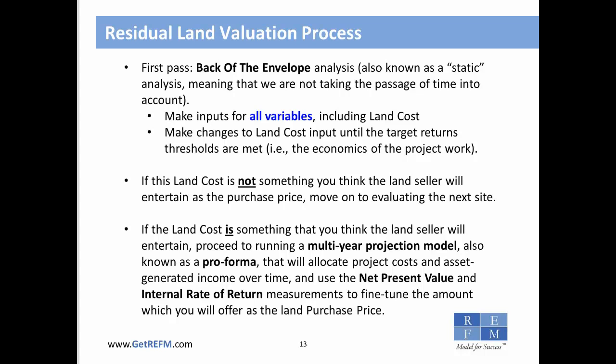If it is something that you think the land seller would entertain, say that they're asking $25 million for the land, and you calculate that you can pay up to 23.5, so you're in the same universe, then we would take the time and effort and proceed to run a multi-year projection model, which is also known as a pro forma, that is going to allocate all of these project costs and the asset's generated income over time, projecting forward over multiple time periods. And then we'll use the net present value and the internal rate of return measurements to fine-tune the amount that we are in fact willing to offer as the land purchase price.